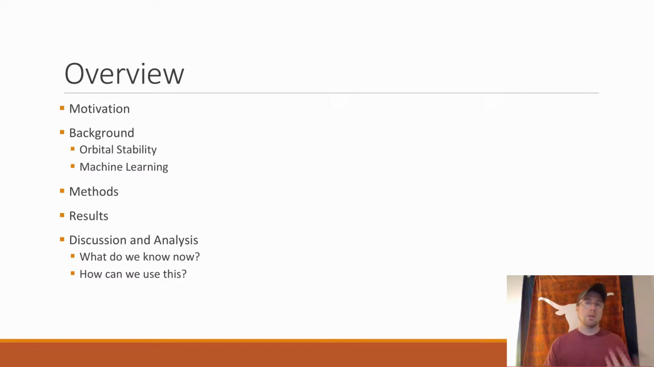So we'll talk a little bit about the motivation, what the authors were trying to do in this paper. We'll go a little bit into the background. There's really two main features to the paper, orbital stability and machine learning, hence the title. So we're going to go into some background on both of those topics. We'll discuss the methods that the authors used, the results they found, and then we'll do a little bit of discussion and analysis as far as what do we know now that we didn't know before, and how could we use this? Why is it important?